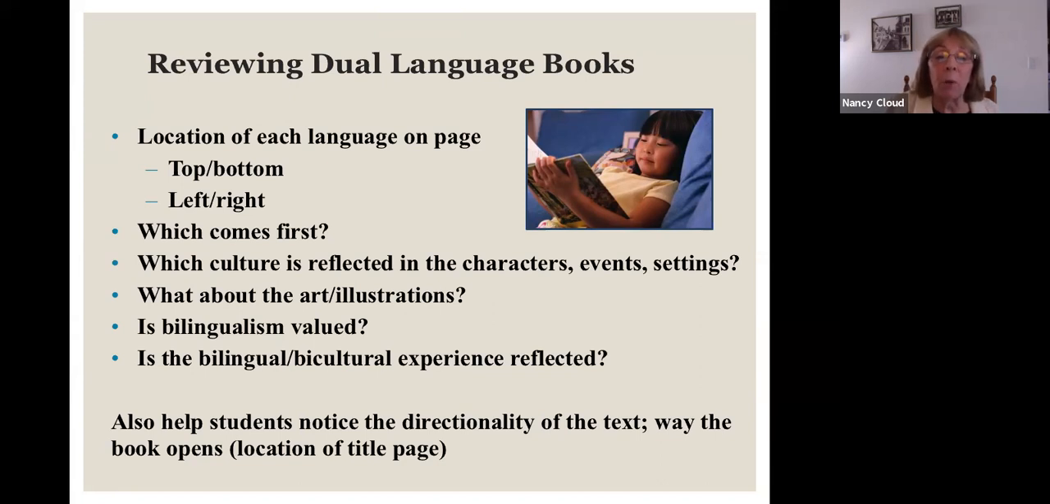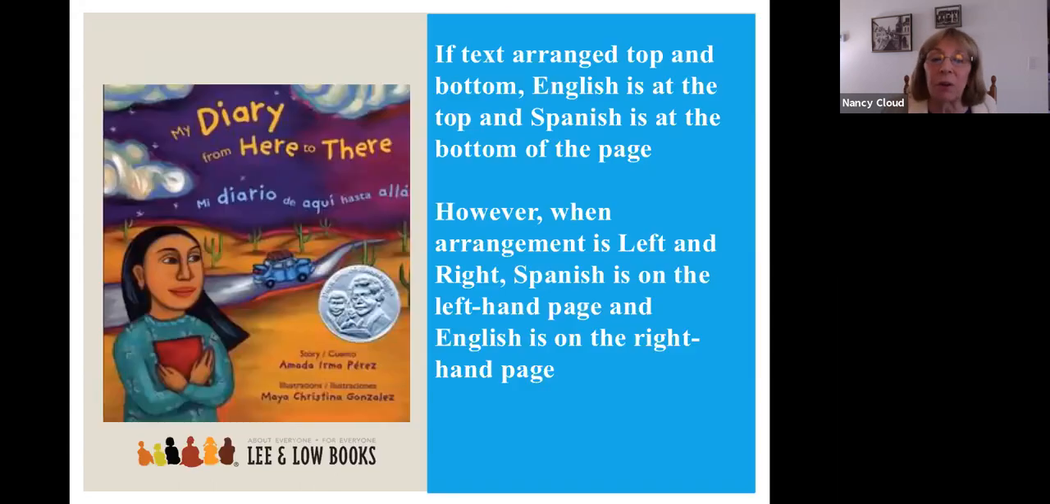More importantly, we want to ask which culture is reflected in this book: the characters, events, and settings. What about the art and the illustrations? And then the same questions I asked you earlier. In the case of Arabic and English, we want to know, how does the text open? Where is the front of the book? What we consider the front of the book in English is the back of the book in Arabic. I don't know if I'm saying that in a confusing way, but we want kids to notice that.